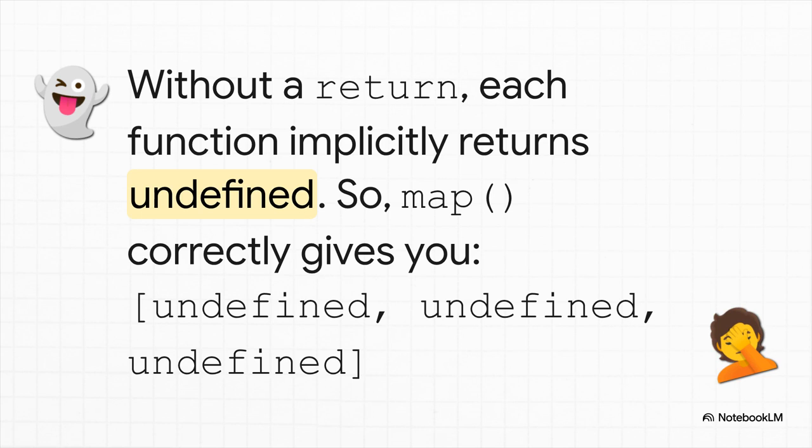And the reason is simple. In JavaScript, if a function doesn't explicitly return a value, it automatically returns undefined. So map is actually doing its job perfectly. It's just collecting the undefined that your function is handing it. Always check for that return.